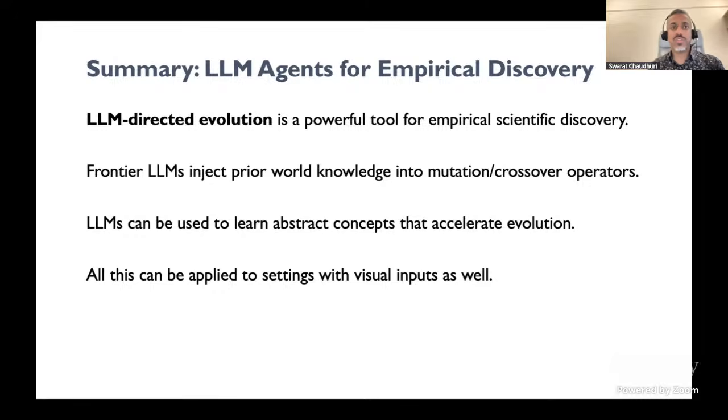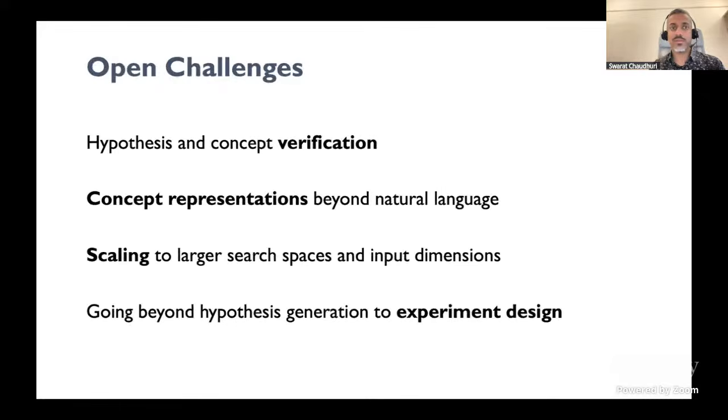So in summary, I would say that LLM-directed evolution is a powerful tool for empirical science. And this point has already been made previously by FunSearch, but now we see that we can make it even more powerful with these ideas of abstraction that LLMs can give you basically for free. And this can even be extended to visual settings where you have to use vision language models, but hey, they have come a long way. And importantly, the abstraction abilities of LLMs can also be really helpful here.